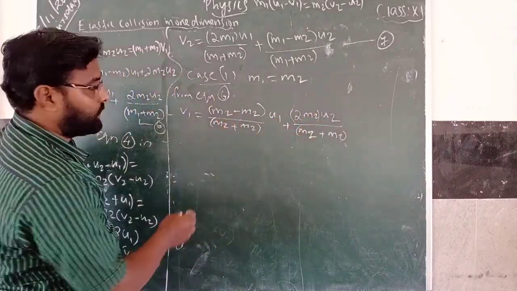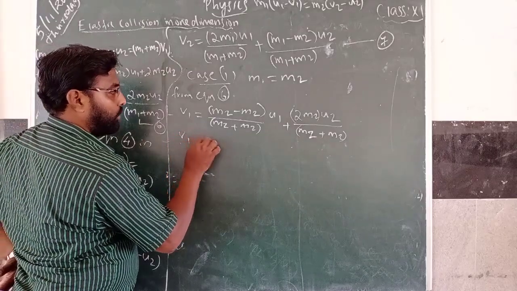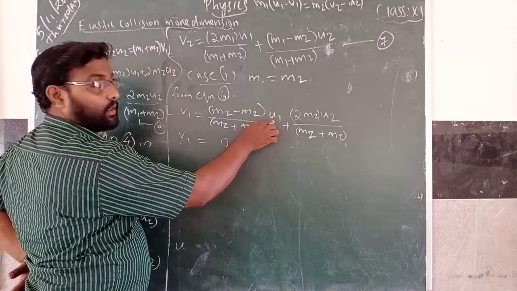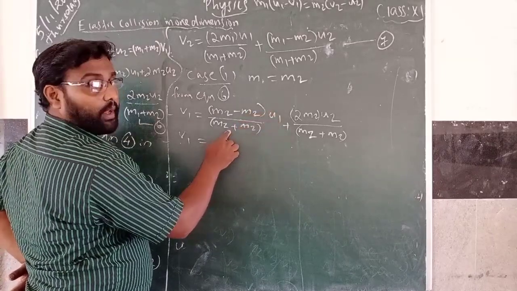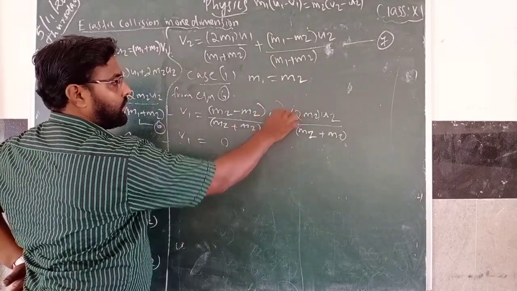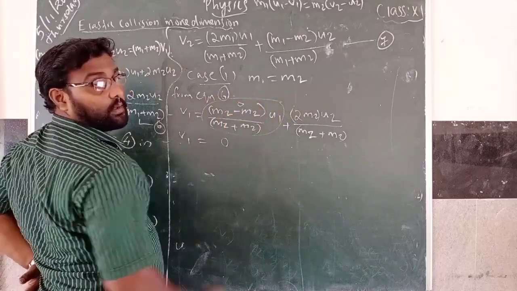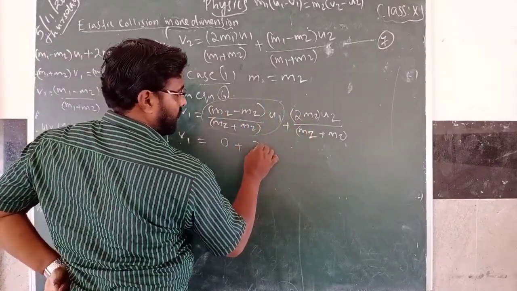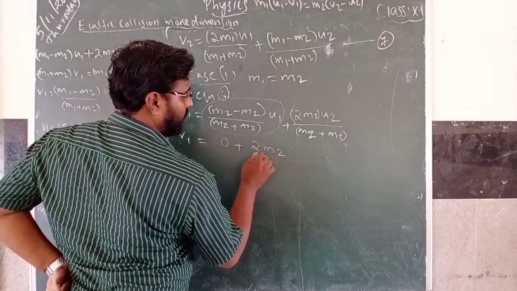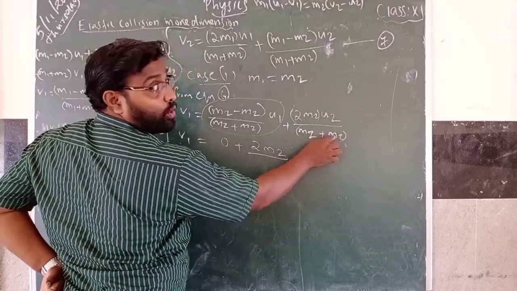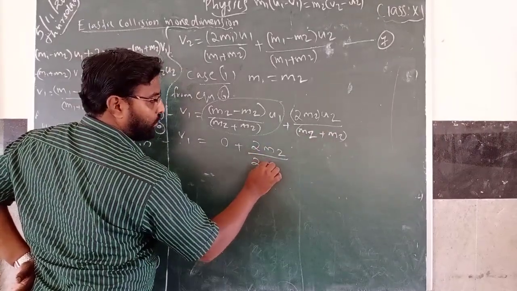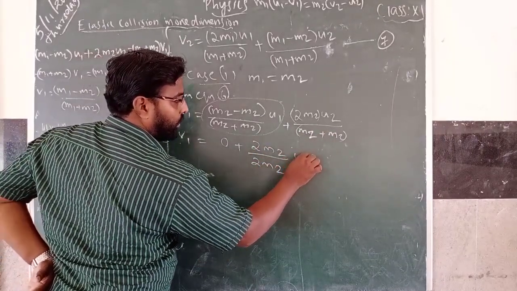So what we will get? M2 minus M2 is 0. 0 into U1 is 0. 0 divided by M2 plus M2 is 0. So the whole term becomes 0. Plus 2 M2 divided by M2 plus M2. Yeah, 1 M2 plus 1 M2 is 2 M2. So U2.